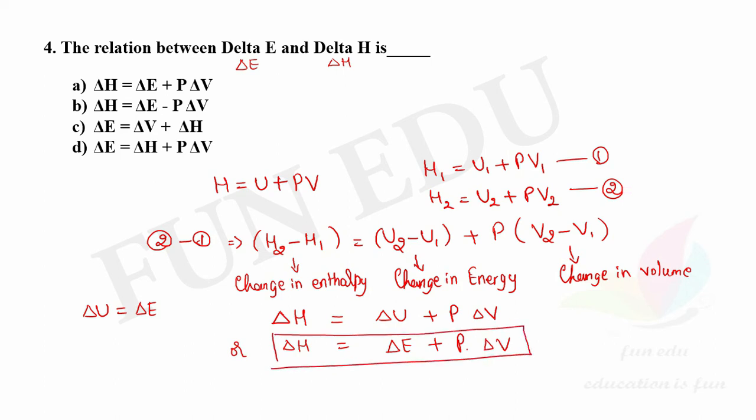So this is our required equation. So just compare with all the options given. So the right answer is A. Delta H is equal to delta E plus P into delta V. This is the correct answer.